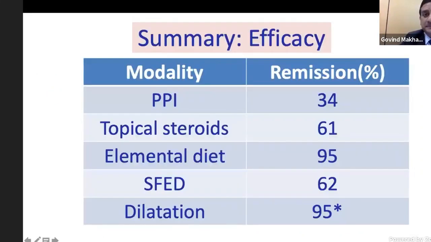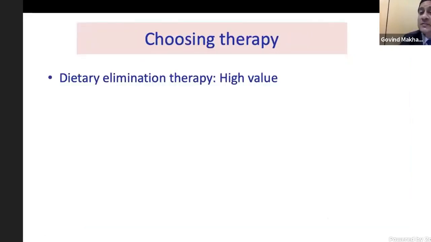So looking at all of these, in summary, what is the rate of remission with each treatment? PPI, 34%. Topical steroid, 61%. Elemental diet, 95%, but most difficult to follow. 6-food elimination diet, 62%, and dilatation, certainly 95%, but this is a palliation. So how do you choose therapy? We have so much of choice.